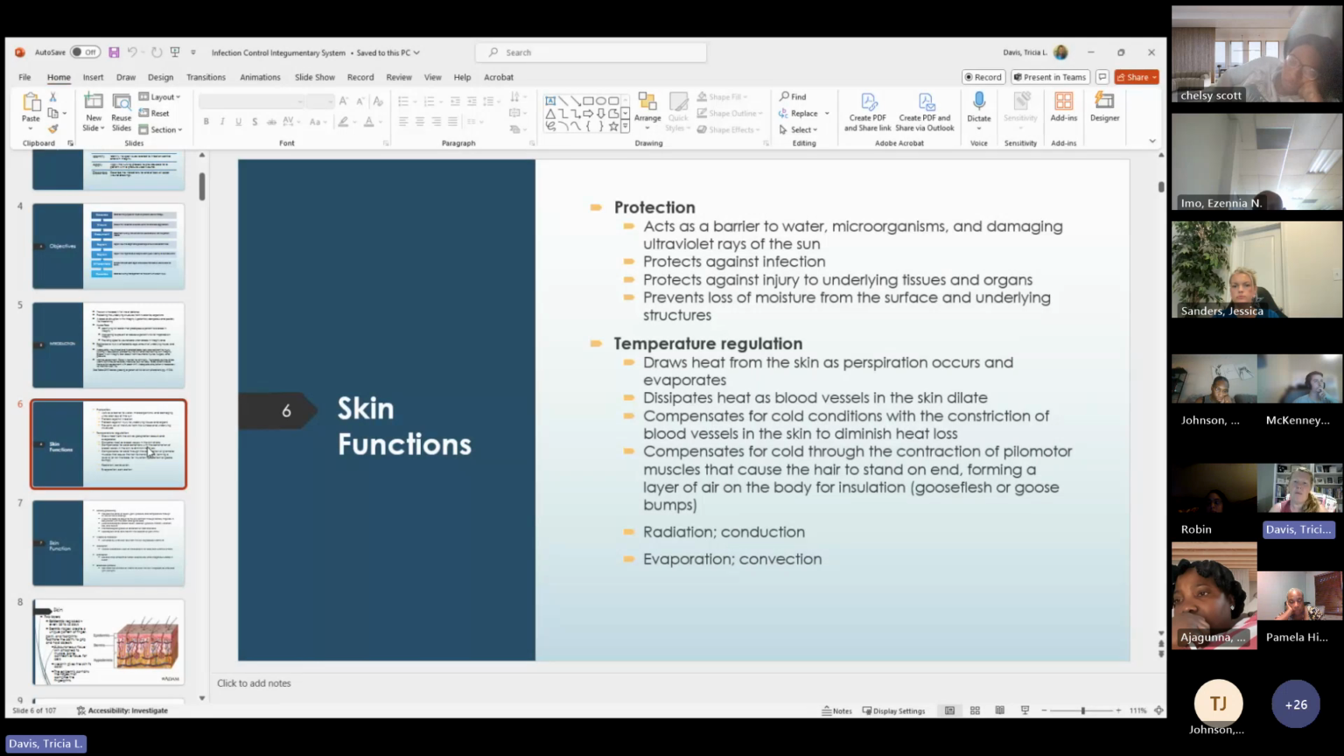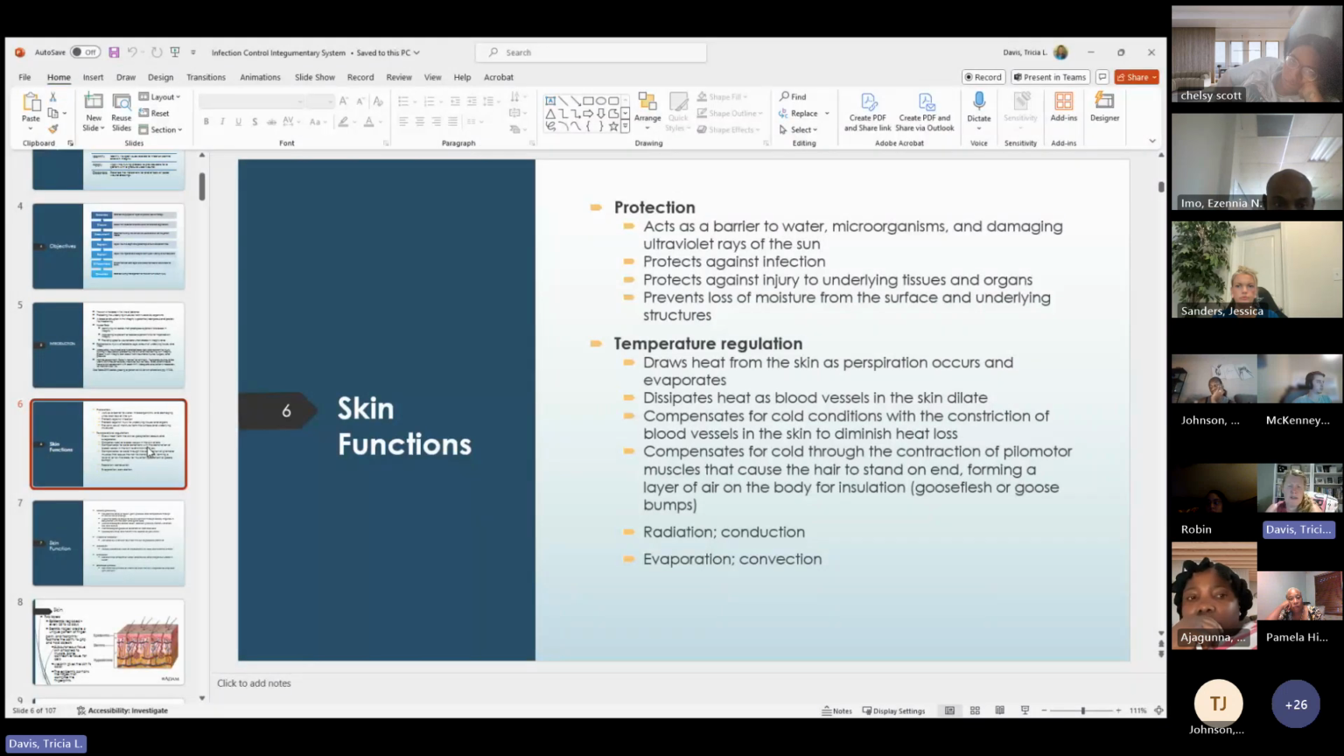Our pilomotor muscles cause the hair on our arms and our legs to stand on end, and it has to form a layer. Once we form that layer of air on the body, it serves as insulation. So you may have heard it as goose flesh or goosebumps. People call it different things.